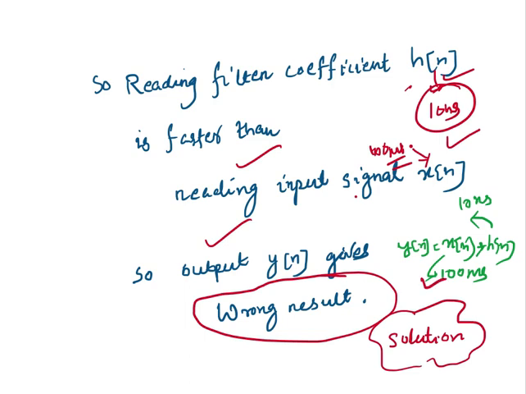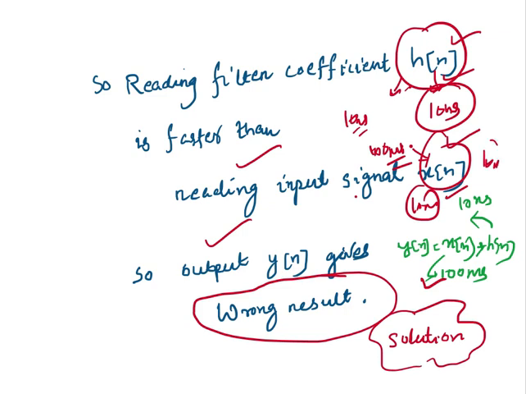The first solution is to read either h[n] or x[n] at the same frequency. That means if you are retrieving your filter coefficient every 10 nanosecond, then you sample the input signal every 10 nanosecond, or, because every 100 microsecond we are reading this input signal, every 100 microsecond we can read this filter coefficient. Okay. So these are the solutions.